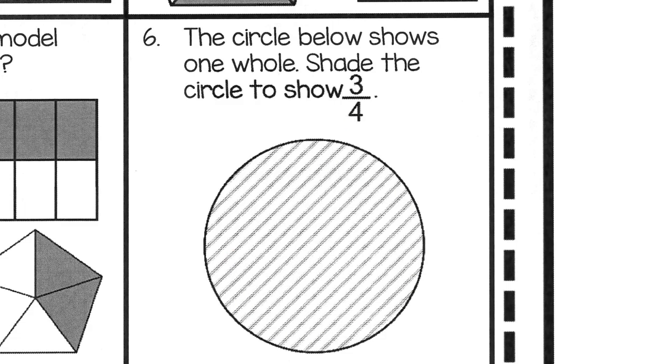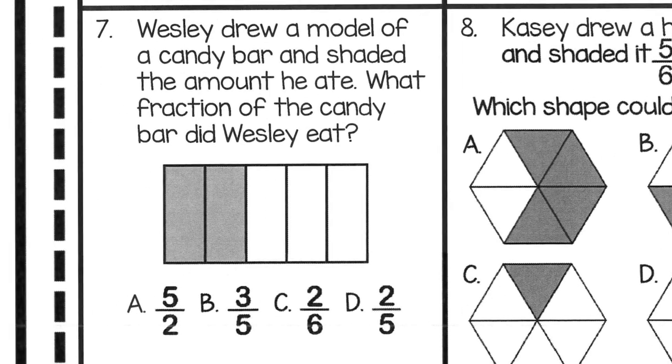I'm going to help you with the first part by just basically drawing a huge plus sign. Now I've broken this circle into 4 pieces. Now I'm going to let you shade in 3 of them. Pause this video. Press play when you're ready for number 7.